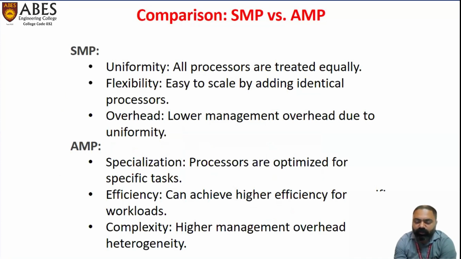Here is the same, which I told you. In SMP, all processors are treated equally, it is easy to scale by adding identical processors, and there is lower management overhead due to uniformity. But in asymmetric multiprocessing, processors are optimized for a specific task, can achieve higher efficiency for a specific workload, and have higher management overhead due to heterogeneity, because here we include different types of processors inside the system.